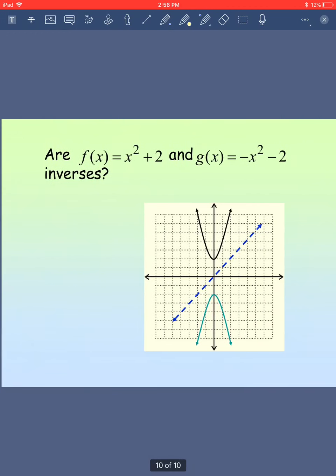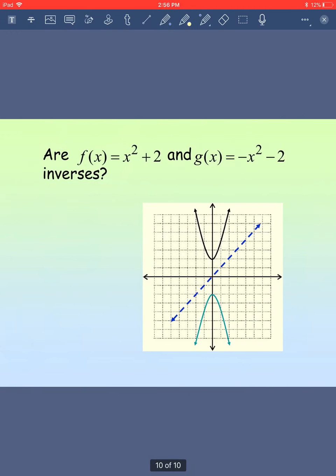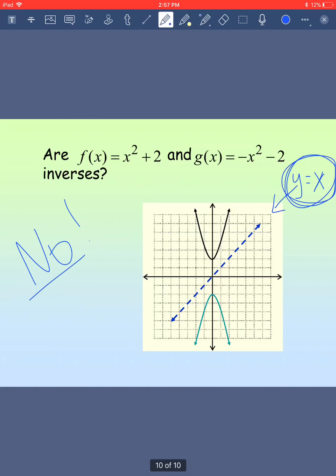All right. And last example, I'm just asking if f of x equals x squared plus 2 and g of x equals negative x squared minus 2, are these inverses? And this answer is no. And the reason why is they are not reflecting across that y equals x. Okay, they're reflecting across the x-axis, but they're not reflecting across that magic line y equals x. So those are not inverses.